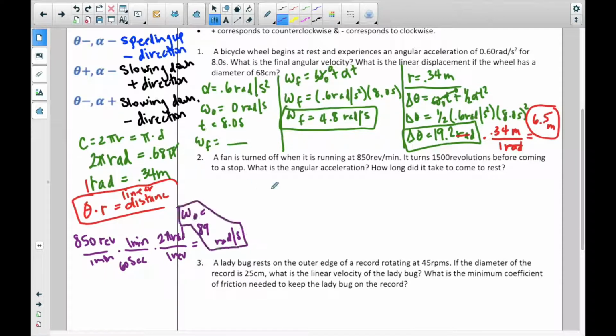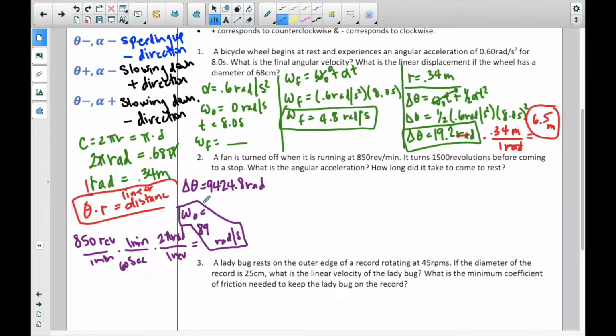initial velocity. Then we also have that it turns 1,500 revolutions before coming to a stop. To change that to radians, we need to multiply that times 2 pi. So take a second to do that. And that's our distance. That's our theta. That is the displacement that it has gone. And so when we multiply that out, we get 9,424.8. And that is in radians because we converted it from revolutions over to radians.